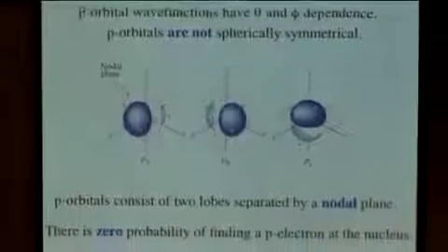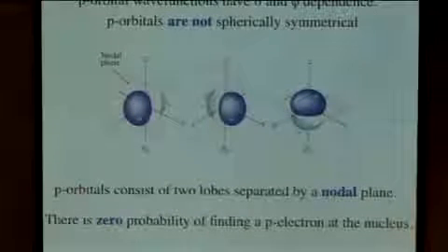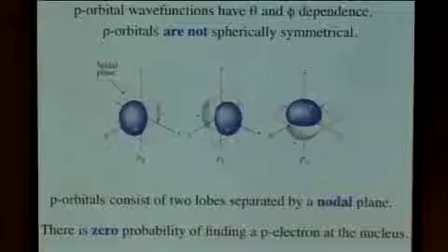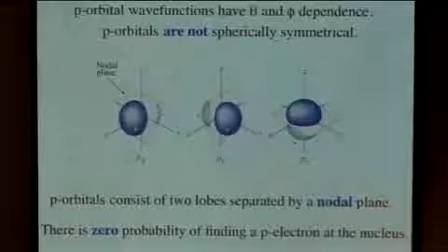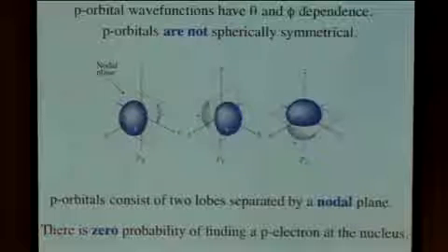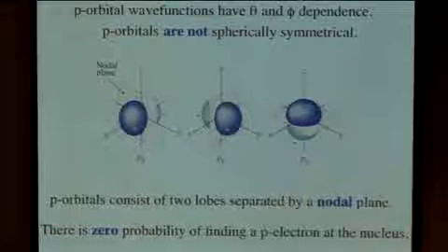So if we say that in this entire plane we have 0 probability of finding a p electron, the plane goes directly through the nucleus in every case of a p orbital. So what we can also say is that there is 0 probability of finding a p electron at the nucleus.